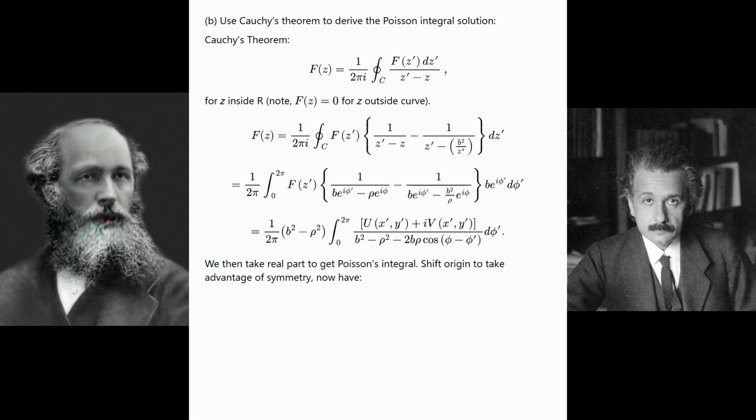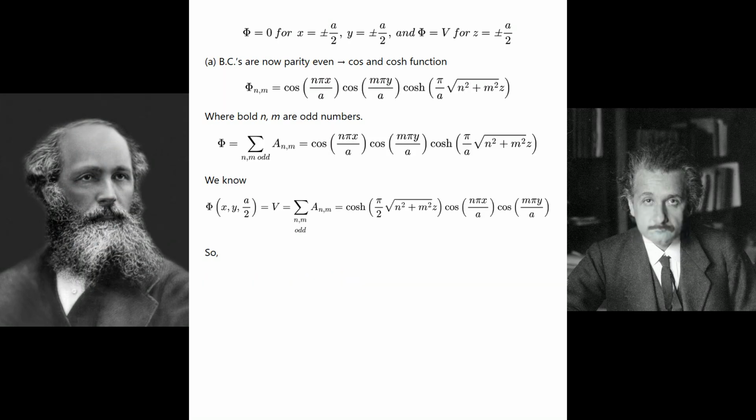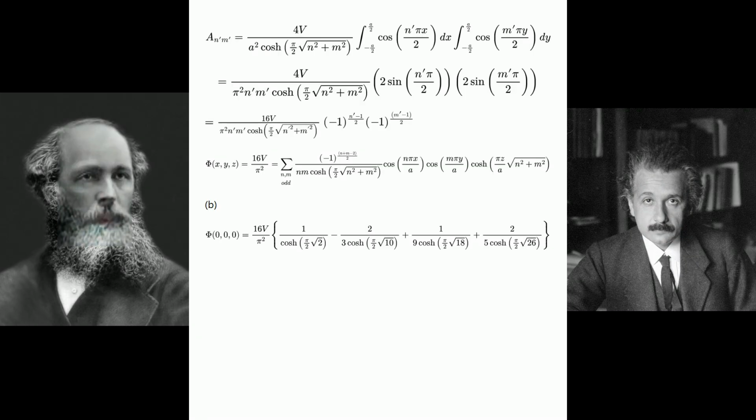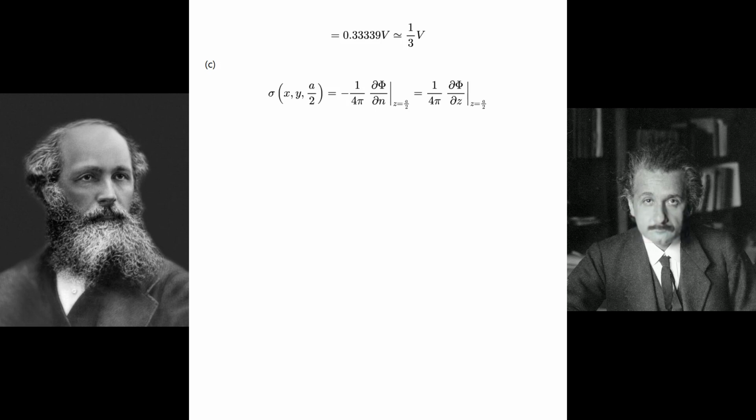Shift the origin to take advantage of symmetry. Now we have the equation. A. The boundary conditions are now parity even, cos and cosh functions. See the equation shown, where n, m are odd numbers. We know the following. So, see the equation. Equals 16V over pi squared n prime m prime, hyperbolic cosine of pi over 2 times the square root of n prime squared plus m prime squared, times negative 1 raised to the exponent n prime minus 1 over 2, times negative 1 raised to the exponent m prime minus 1 over 2. See the equation. B. See the equation shown. C. See the equation shown.